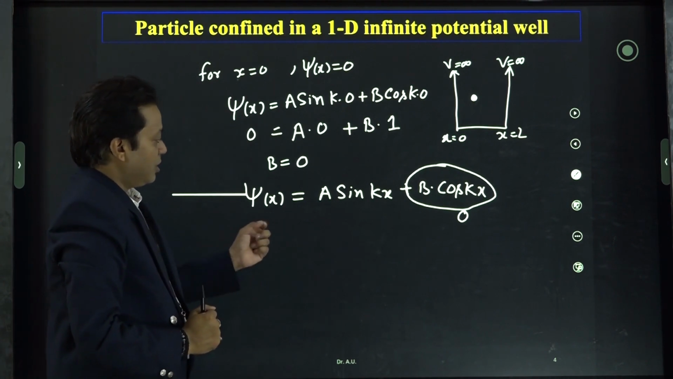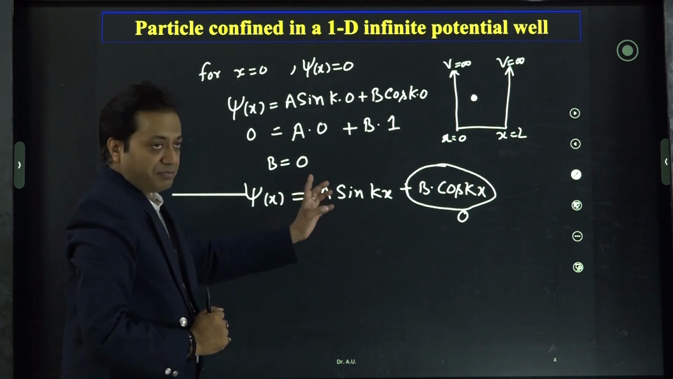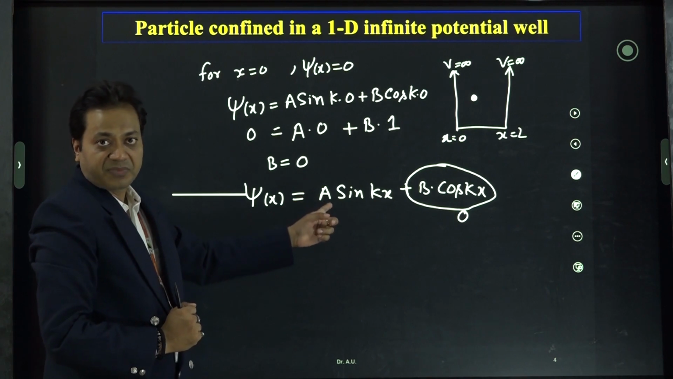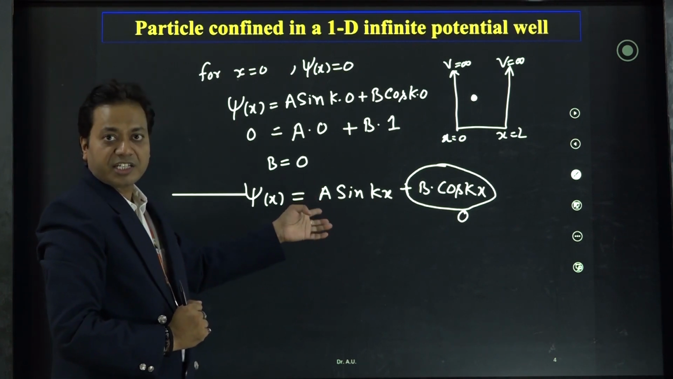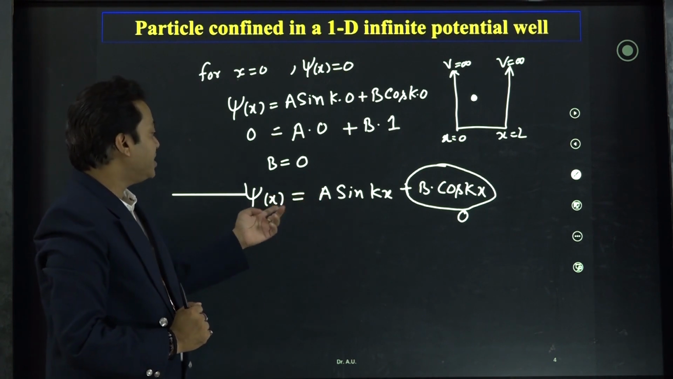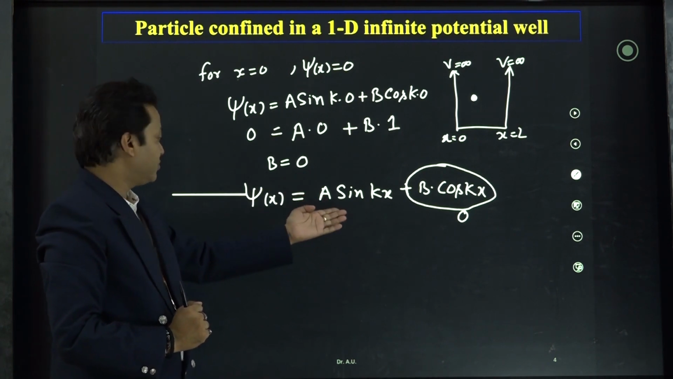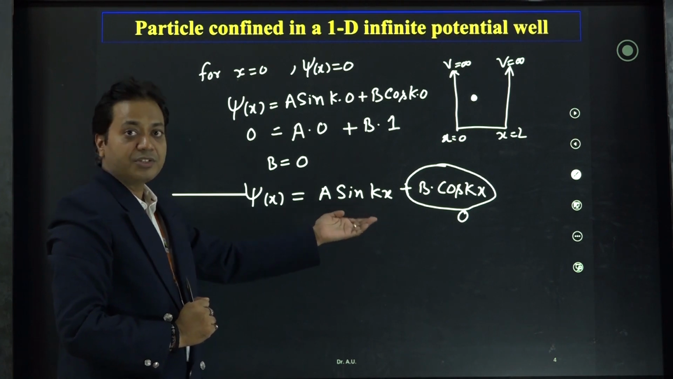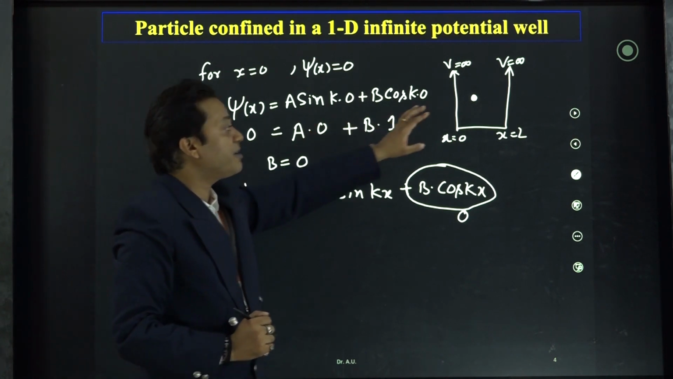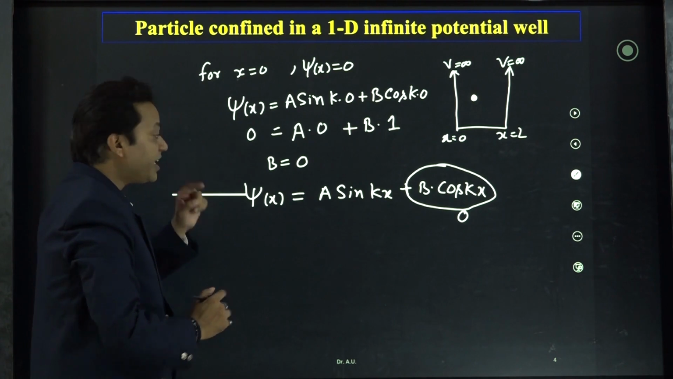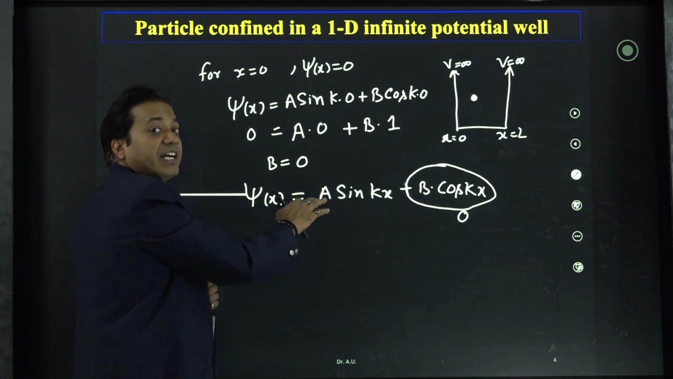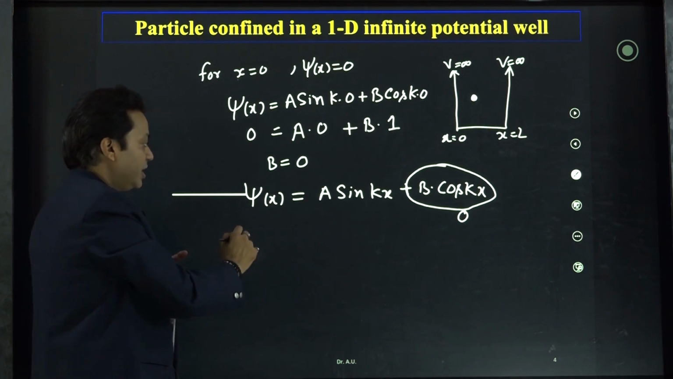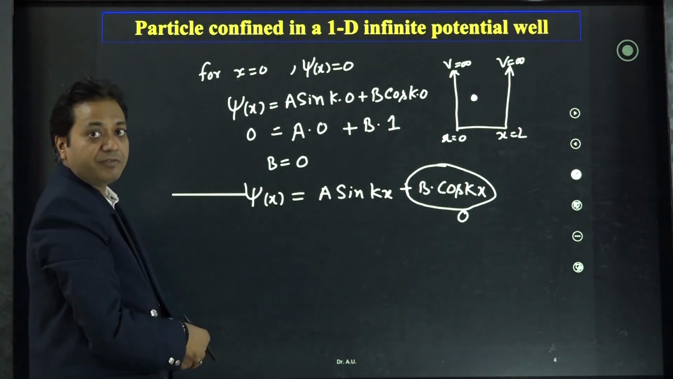Okay. So we will check what is the value of a. Can a also be 0? No, because if a is also 0, it means there is no wave. All the things will become 0. It means no wave exists. So a can never be 0. We have to find the value of a somehow. Let's check what will be the value of a.